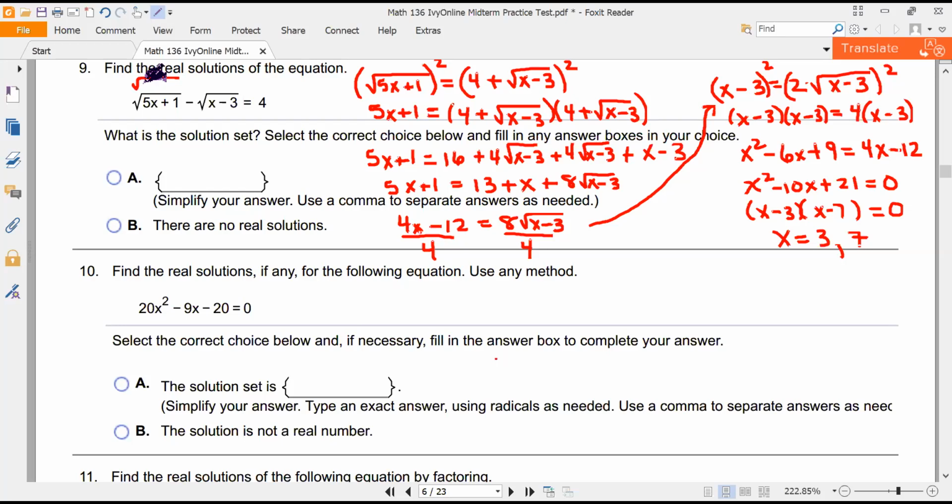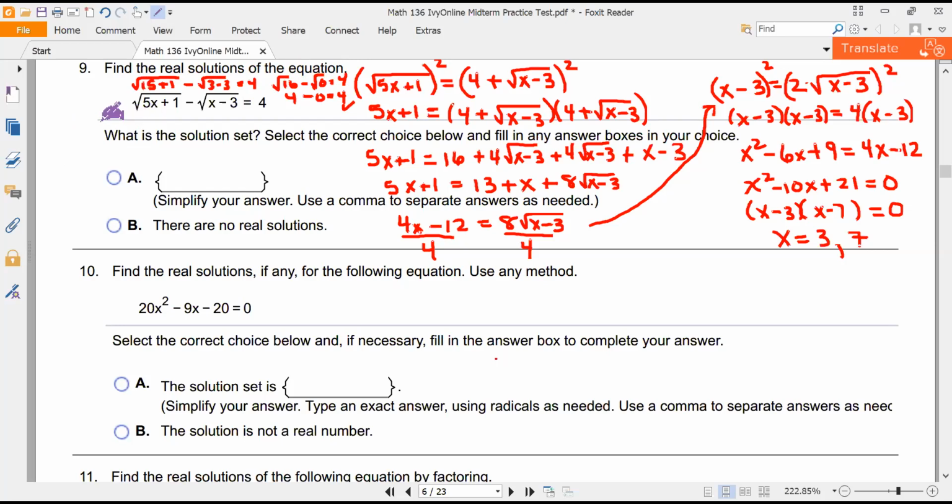So if I plug in 3, that'd be 15 plus 1 under this radical, and that would just be 3 minus 3. So that is square root of 16 minus square root of 0 equals 4. Square root of 16 is 4. 0's square root is 0, so 4 minus 0 does equal 4.